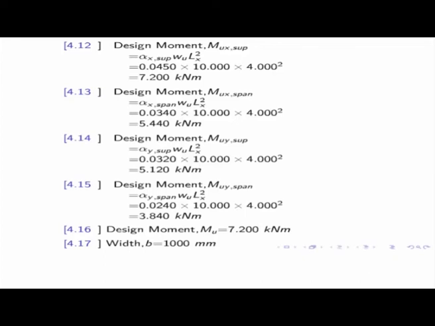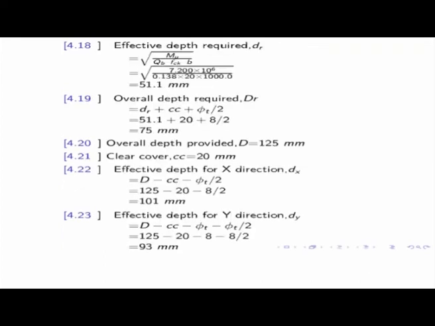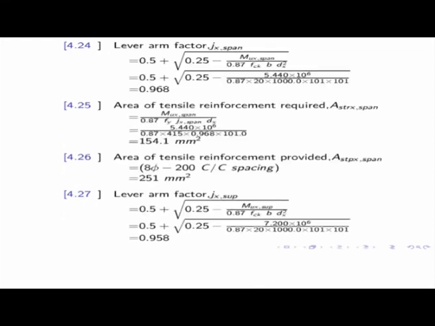Obviously I shall choose the maximum bending moment, and on that basis I calculate the effective depth of the slab. In this case I have provided an overall depth of 125 millimeter, and I have two different effective depths: one along X direction, 101 millimeter, and the other in the normal direction, the Y direction, 93 millimeter. But I shall check the bending moment for all of them.